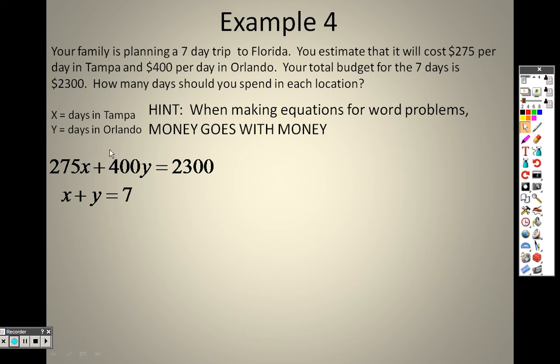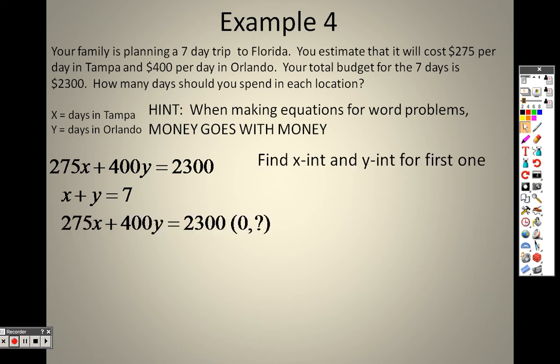They stand for the days in Tampa and the days in Orlando. X stands for days in Tampa, and Y stands for days in Orlando. Well, think about it like this: how many total days are we spending there? There's only 7 days that we're spending. That's the only other number we have in this word problem. So I put the 7 back here, and it's x plus y equals 7, because however many days we spend in Tampa and however many days we spend in Orlando, I just add them together, and I'll get my 7 as the answer. So in order to do this problem, I need to graph this.